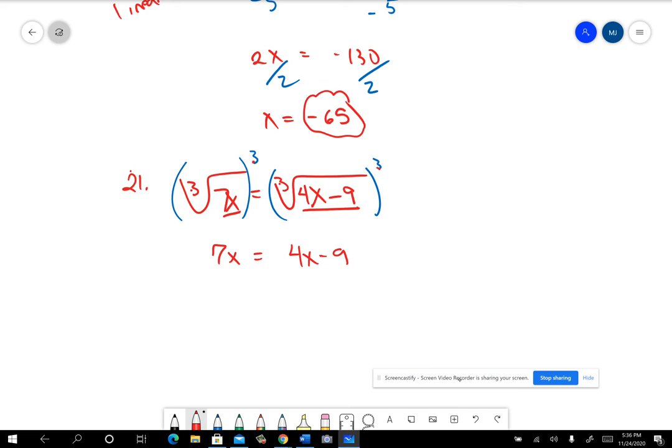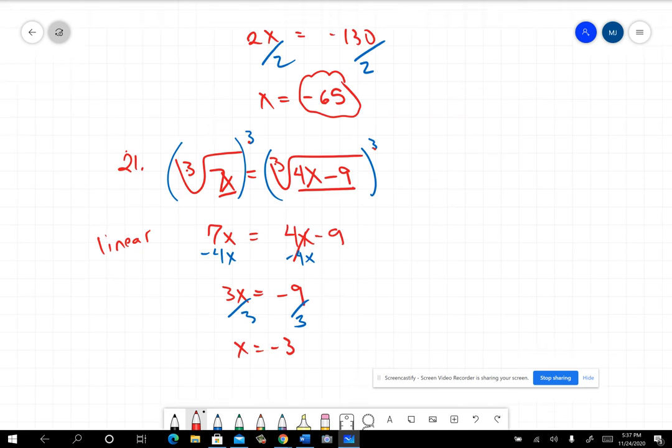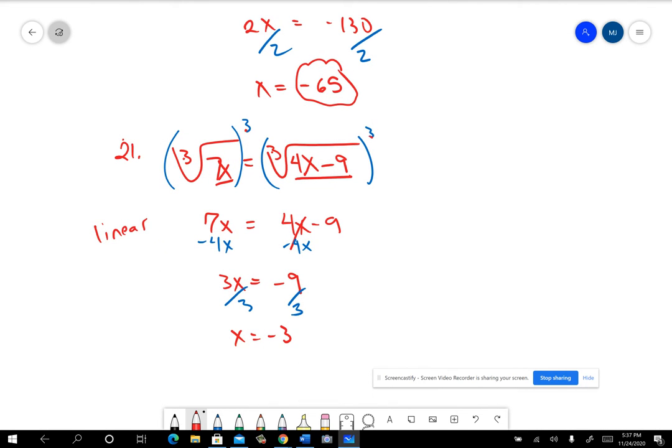Right, now this has kind of a funny feel to it, but notice how it doesn't have any squares in it. It's just a linear equation. So your plan should be just to subtract the 4x. That'll give you 3x equals -9, then divide by 3. So x equals -3. And then since it was involving cube roots, that should be true, and I don't really need to check it unless I'm worried about my arithmetic being correct. So that will be my answer on that one.